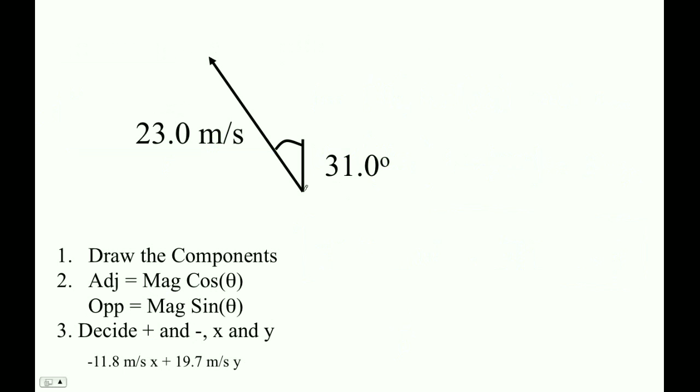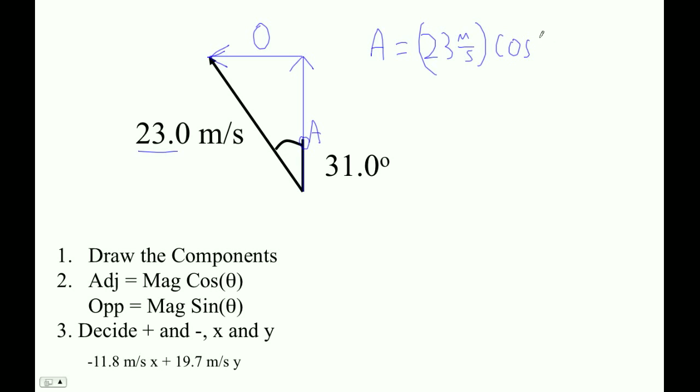Okay, so step one, draw the components. Notice that for the components, you start at the tail and go to the tip. Ooh, I did that one pretty well, didn't I? Okay, so there are my components. This side is the adjacent side because it touches the angle. This is the opposite side. The hypotenuse is 23 meters per second. Cos, this is always true, 31 degrees is that angle there.